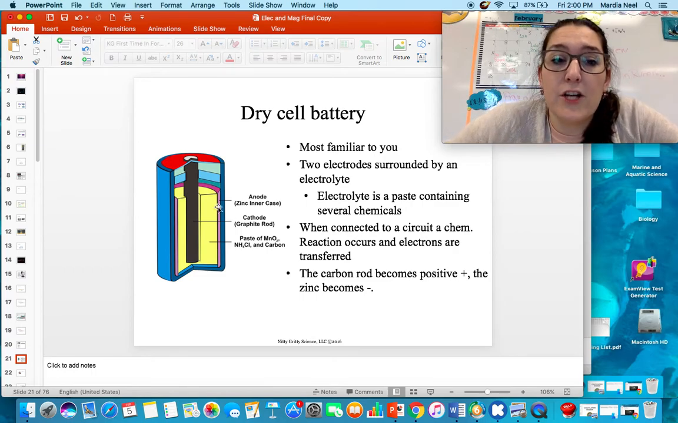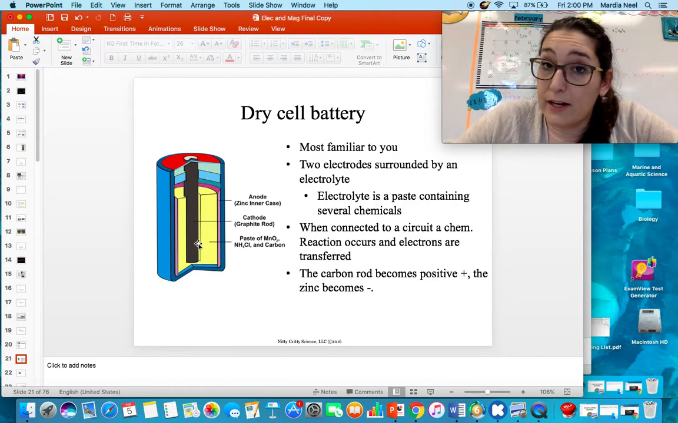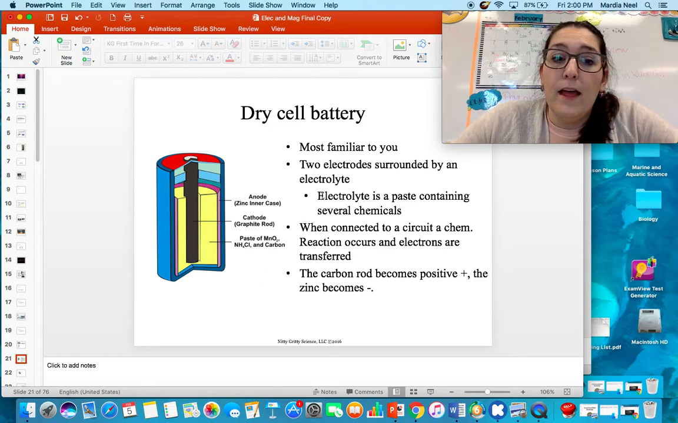So what we have in a dry cell battery is two electrodes. We have a negative end and a positive end. If you've ever installed batteries in something, you know that. They have to go in opposite directions. And inside the battery, there's a paste. And that paste has several chemicals in it.